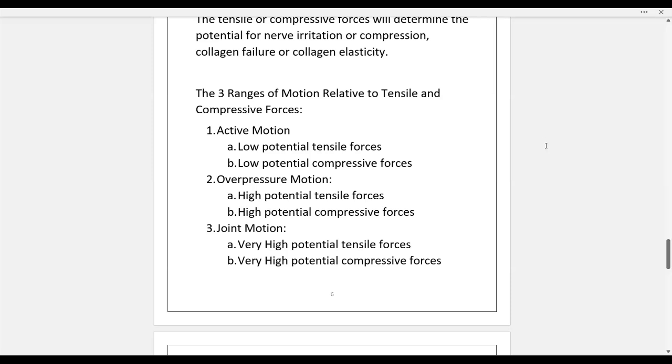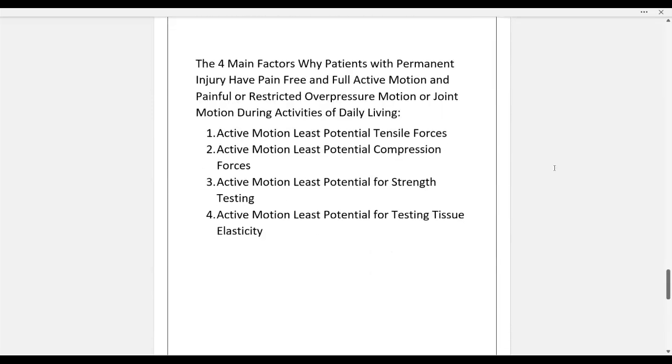So now we have to combine this with the categories of nerve. So the 4 main reasons why patients with permanent injury have pain-free full active motion, or painful restricted overpressure motion or joint motion during activities of daily living. Active motion is the least potential for tensile forces. Active motion is the least potential for compressive forces. Active motion is the least potential for strength testing. Active motion is the least potential for tissue elasticity.